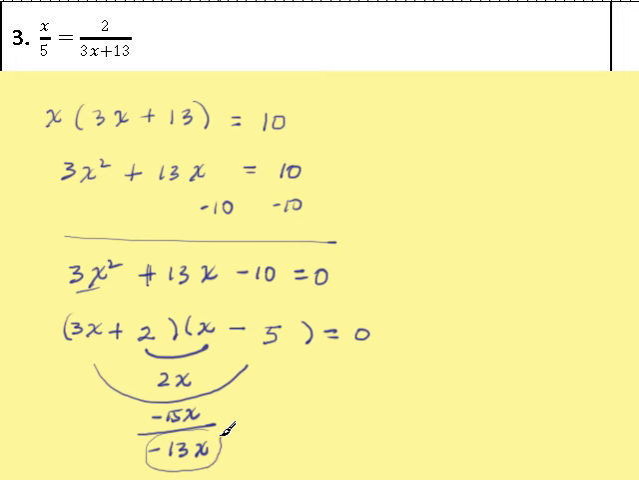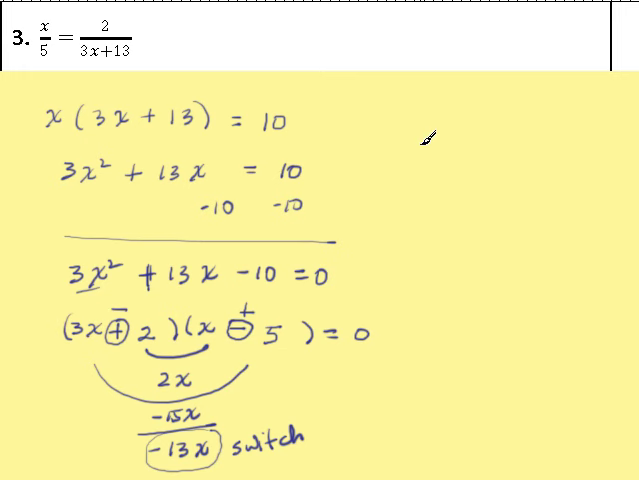Now, that has the wrong sign. Here we have positive 13x. So what we're going to do is switch these signs. So we'll change this plus to a minus, and we'll change this minus to a plus. And we'll go with this one now and this one. So the correct factorization is 3x minus 2, x plus 5.